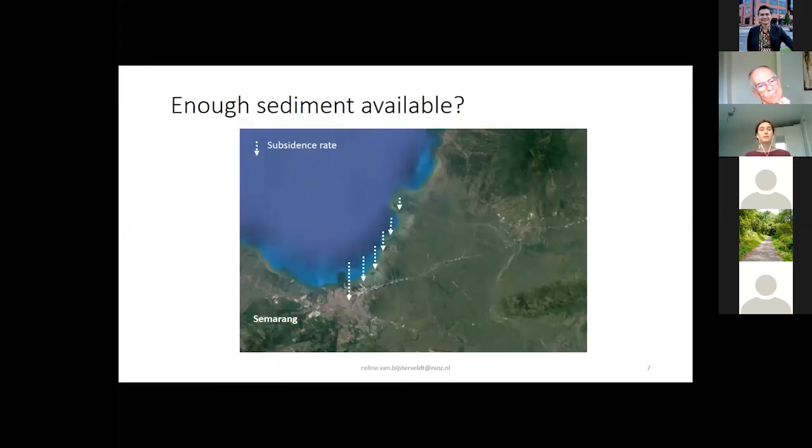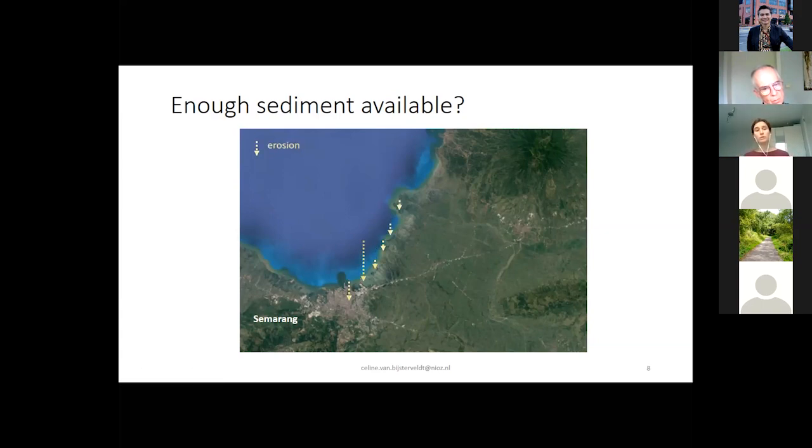And then the second question, is there enough sediment available? Now, what we did here is we went to different mangrove locations along the coast. So we have Semarang here in the lower corner, and then the Wulan River Delta near the north. And we visited all these different small mangrove stands, and we measured the amount of land subsidence. So what we found was that there is this gradient with land subsidence, with more subsidence towards the city of Semarang, and the less it becomes, the further away you go.